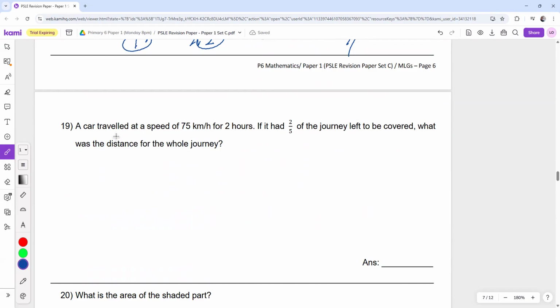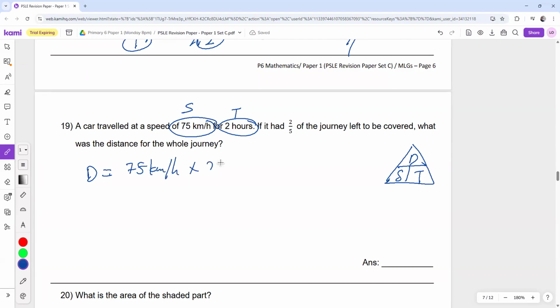Okay, now a car travels at a speed of 75 kilometer per hour. That's a speed. So if the question is easy, do I need to draw model? No need. 2 hours time. I got speed, I got time. And if you look at your triangle, distance, speed, time. Can I find distance already? So distance is equal to speed multiplied by time, and check the unit. When you do your steps, please write down the units so that you can see whether you can multiply or not. When the units are the same, then you can multiply. The distance is 150 kilometer. So the car had traveled 150 kilometer already.